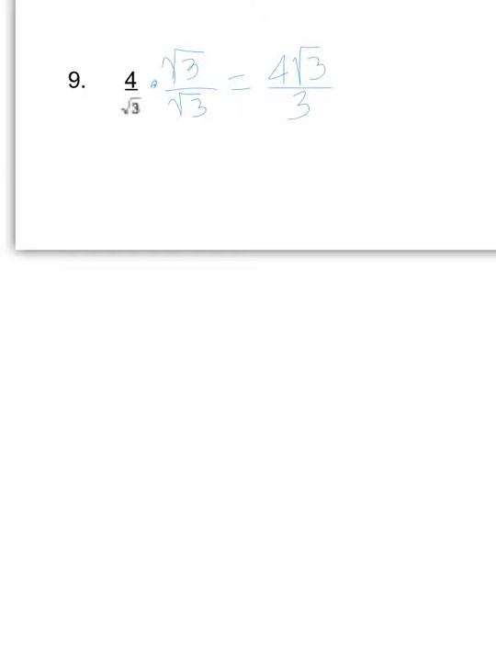At this point, once you get this answer, you need to check and see if you can reduce 4 divided by 3, those outside numbers. We can't reduce it, so that would be our answer. But always check to see if you can reduce.